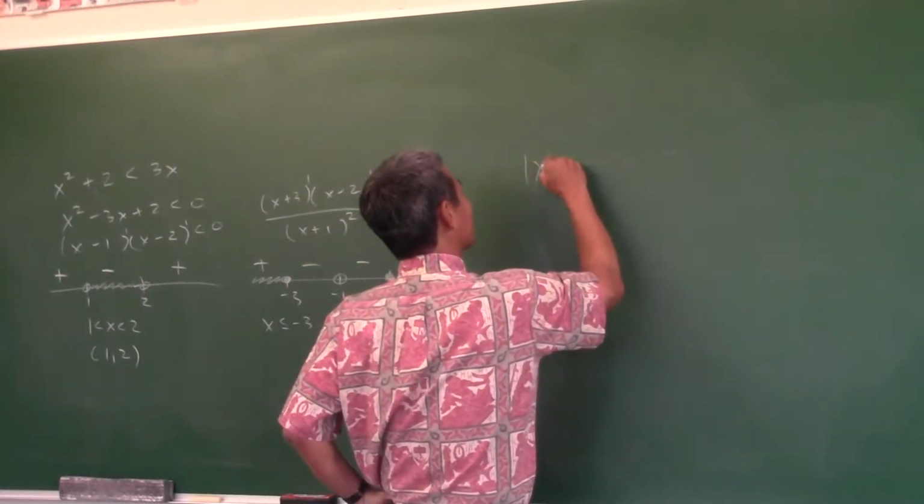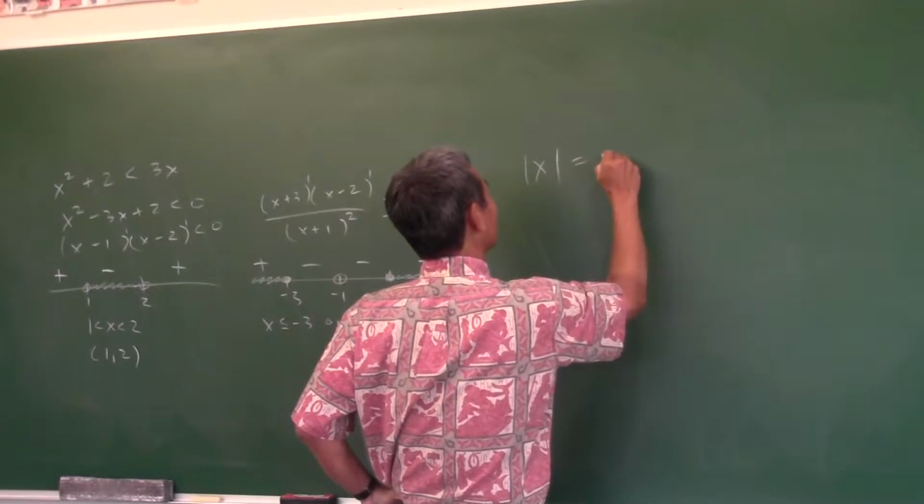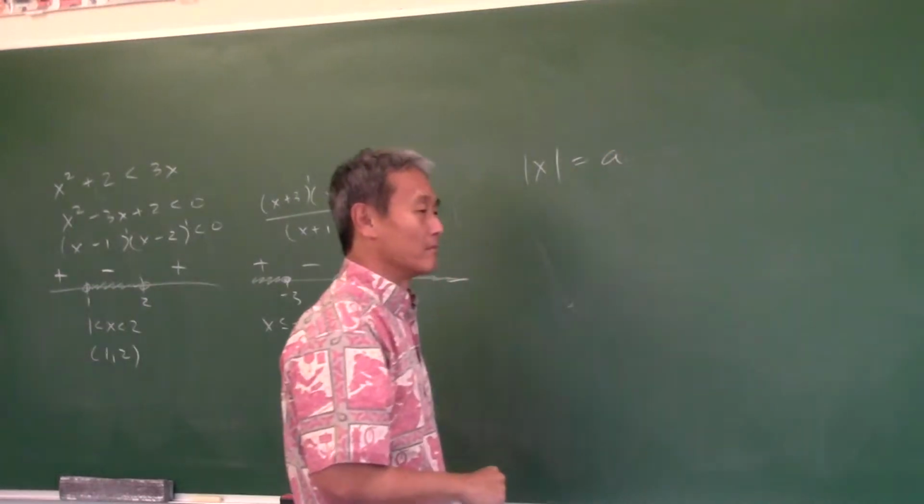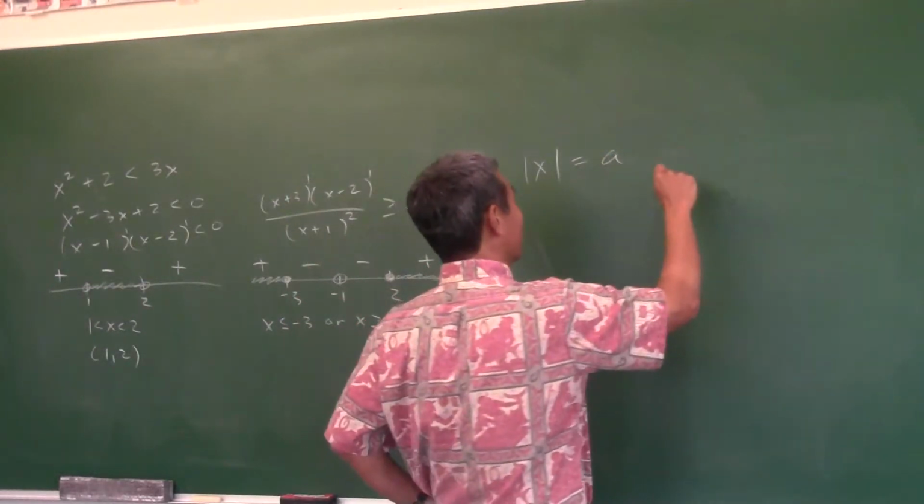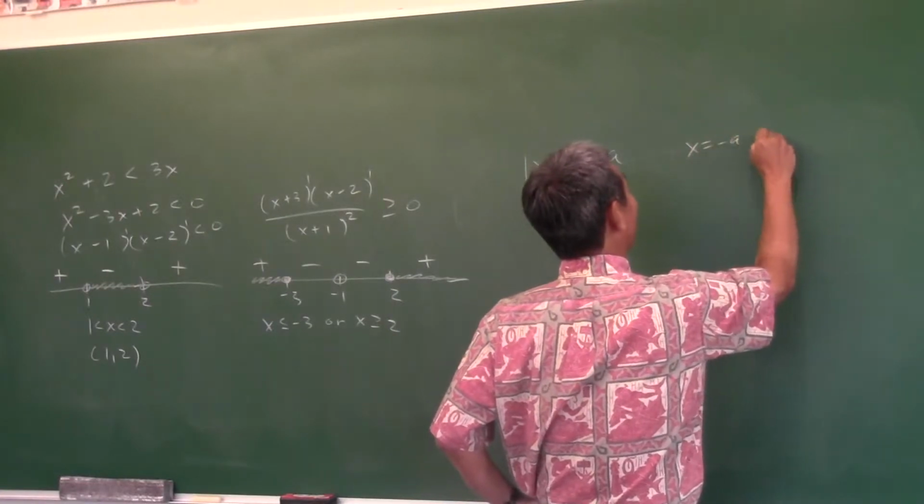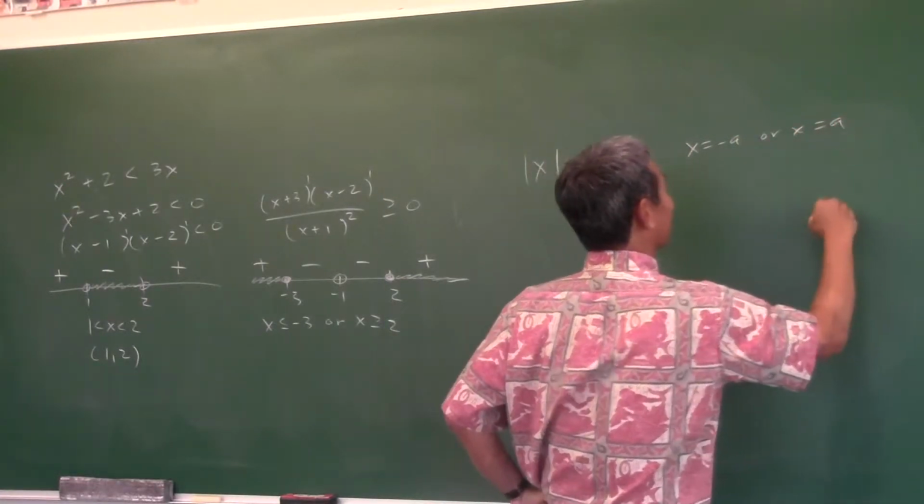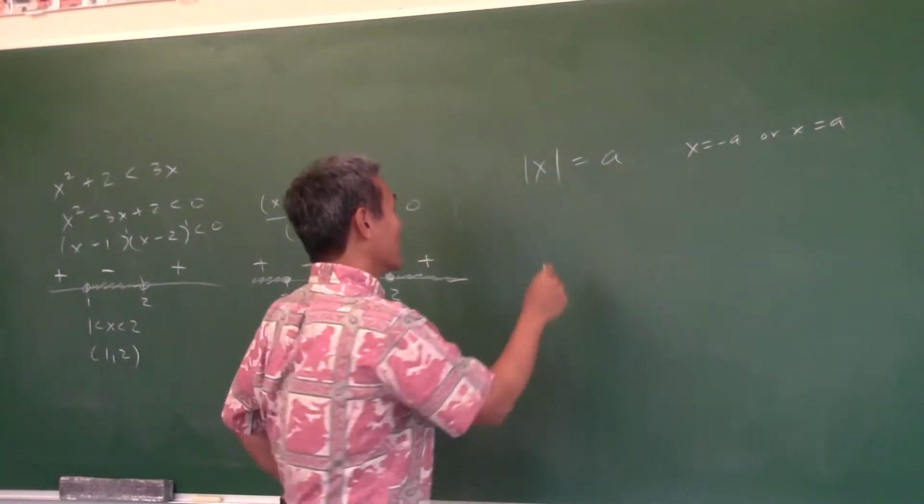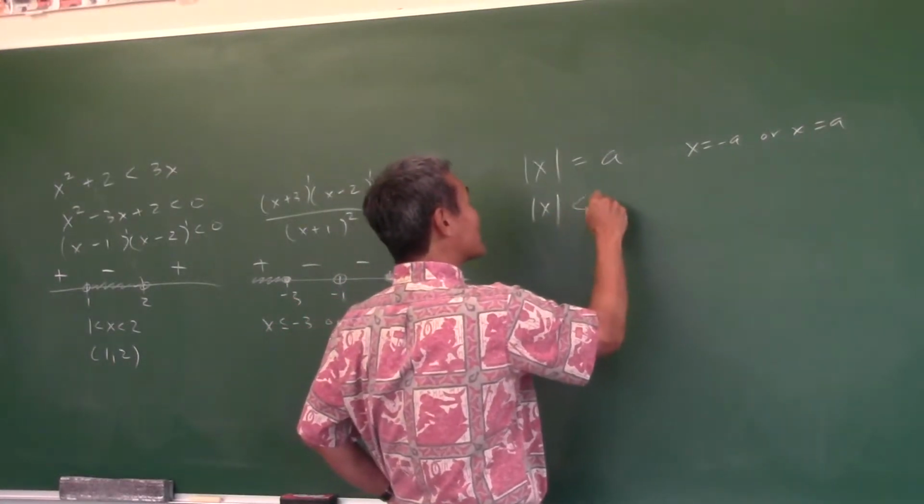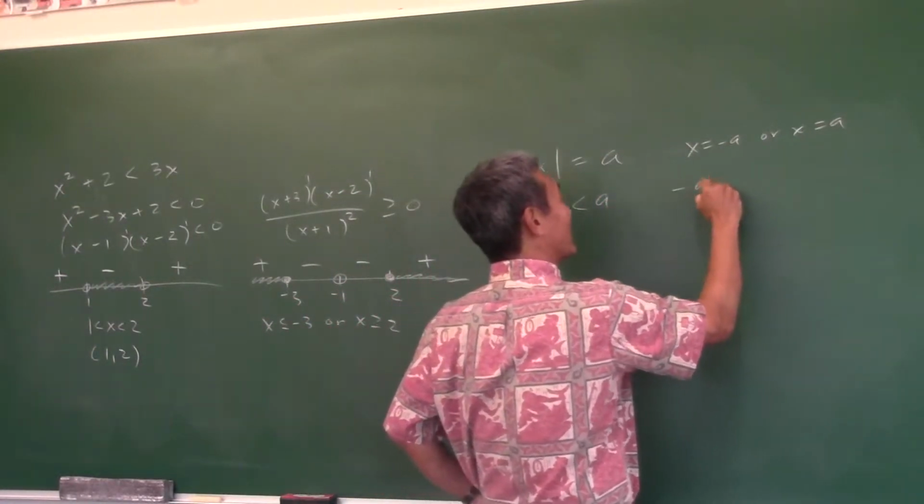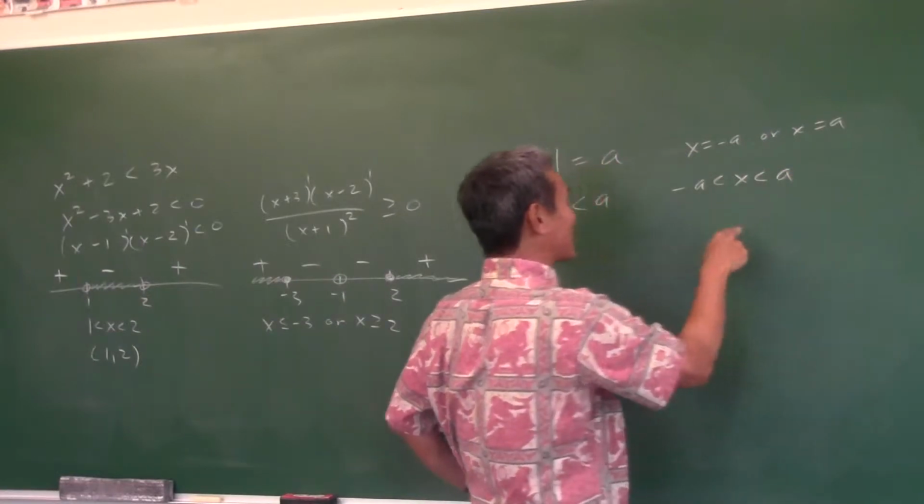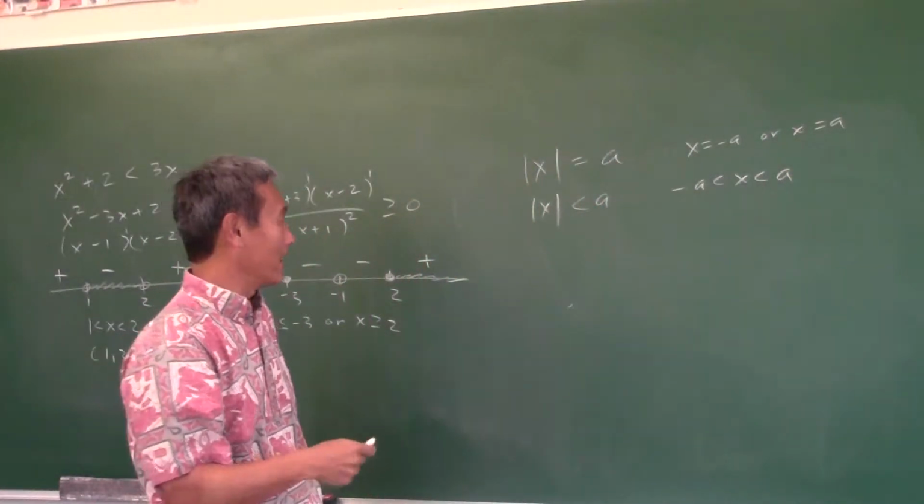Now, if you have absolute value of x is equal to, say, a, where a is some real number, then that means x equals negative a or x equals a. I believe this is all in the notes. If the absolute value of x is less than a, that means negative a is less than x is less than a. That means x is in between negative a and a.